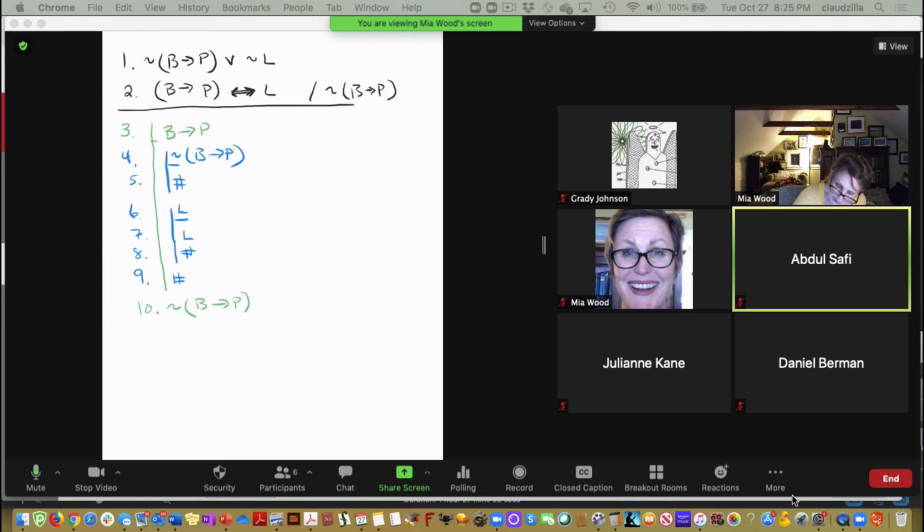Okay, so let's fill everything in. Line 3 is an assumption. Line 4 is an assumption. Line 5 is the introduction of a contradiction from lines 3 and 4. Line 6 is an assumption. Line 7 is a biconditional elimination from 2 and 6. Line 8 is the introduction of a contradiction from, oh goodness, nobody corrected me.